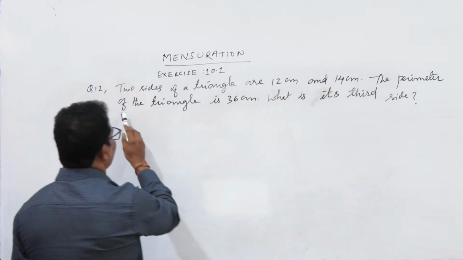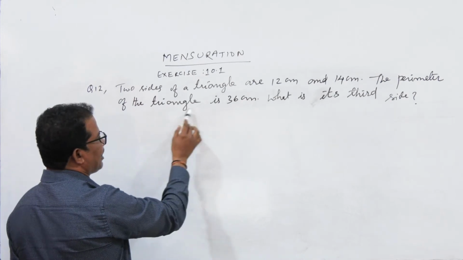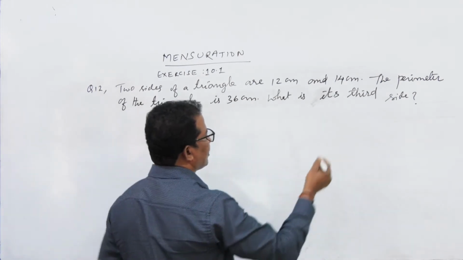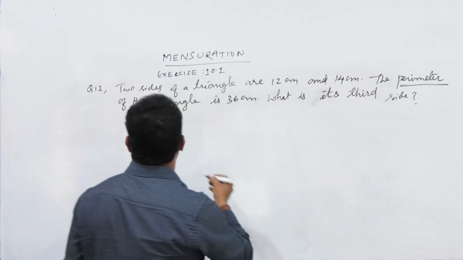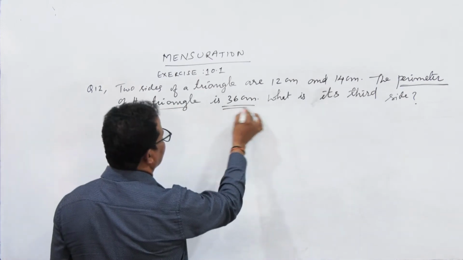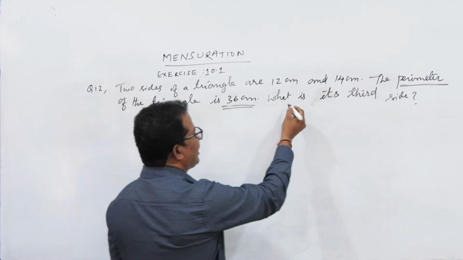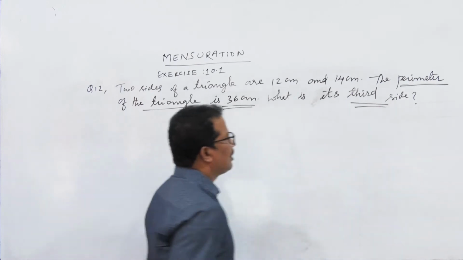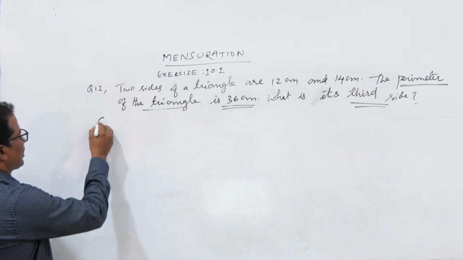The perimeter of the triangle is 36 centimeters. That means the triangle's perimeter is also given. How much is it? 36 centimeters. What is its third side? We need to find the length of the third side. How it is, we can see here.